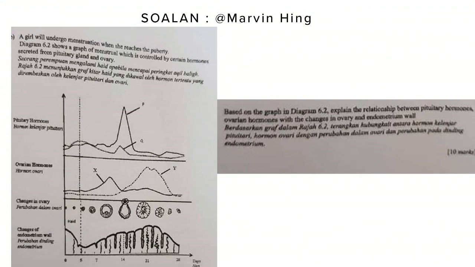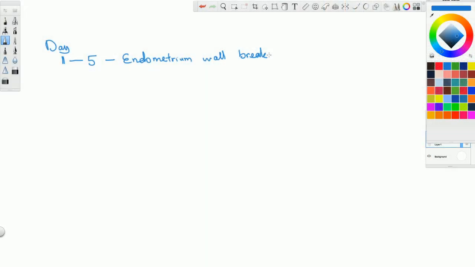Okay, kita kena bahagikan begini kepada beberapa bahagian. Yang pertama, katakan dari hari pertama hingga hari yang kelima, apa yang berlaku. Okay, contoh. From day 1 to day 5, what happened to the endometrium wall? The endometrium wall breakdown. Maksudnya ialah period. Okay, masalah period lah. Day 1 to day 5. The wall here breakdown means having period.